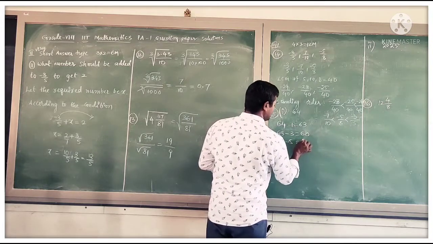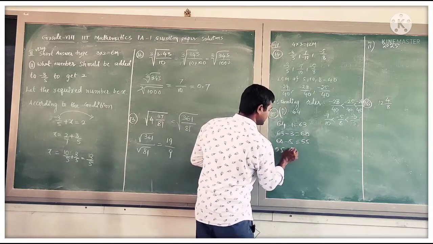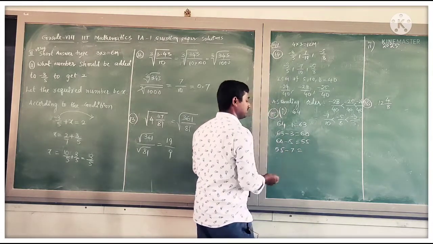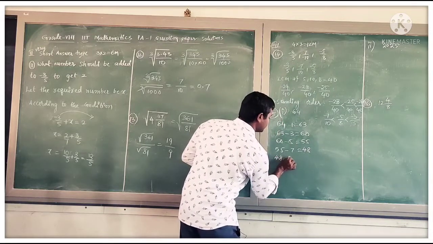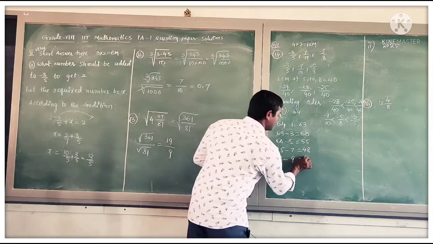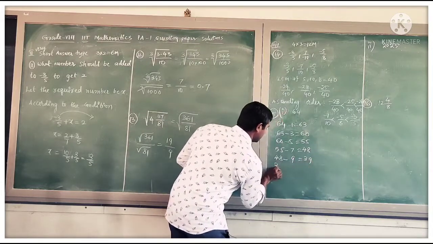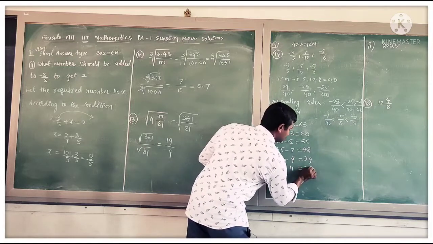So 60 minus 5, 55. Next, 55 minus the next odd number, 7. 55 minus 7, 48. Next, 48 minus the next odd number after 7, 9. So 48 minus 9, 39. Next, 39 minus the next odd number, 11. If you subtract, 28 will come.